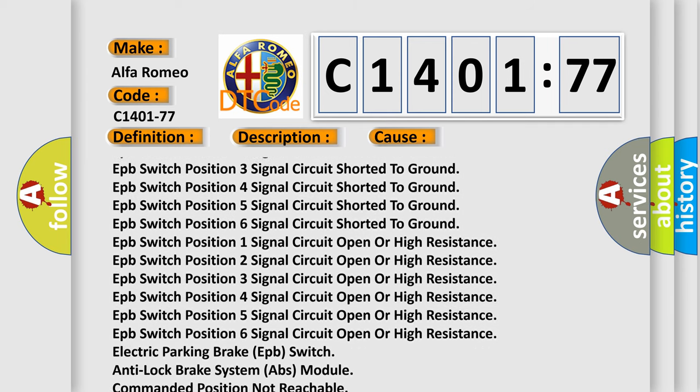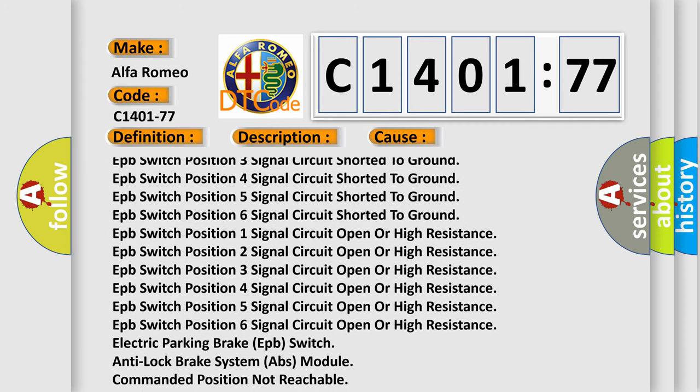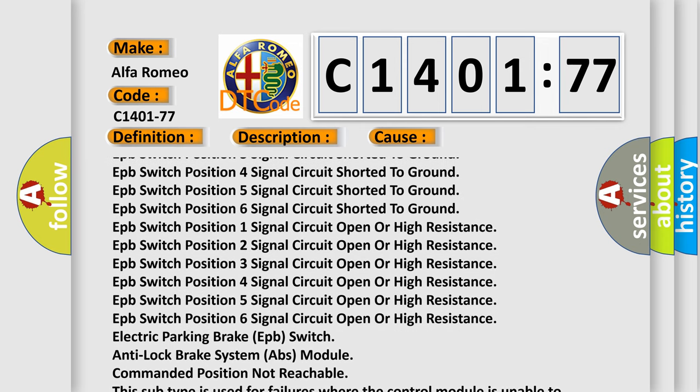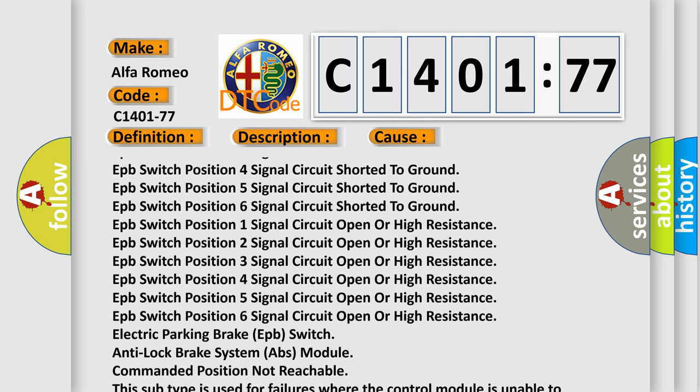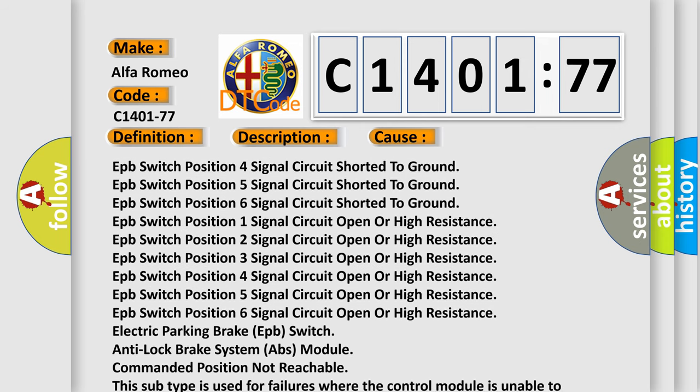EPB switch position 4 signal circuit open or high resistance, EPB switch position 5 signal circuit open or high resistance, EPB switch position 6 signal circuit open or high resistance, electric parking brake EPB switch, anti-lock brake system ABS module commanded position not reachable.